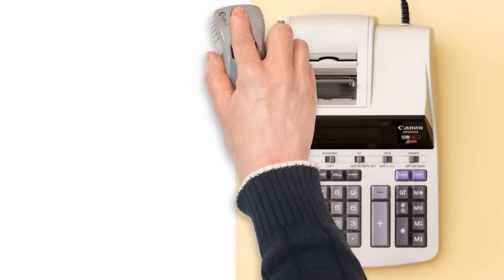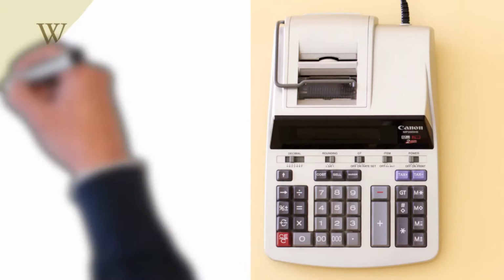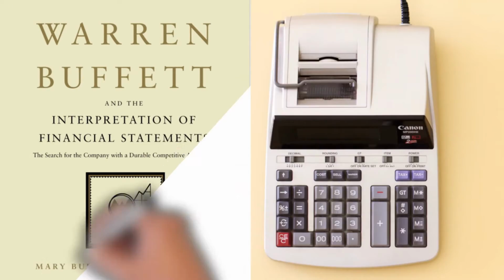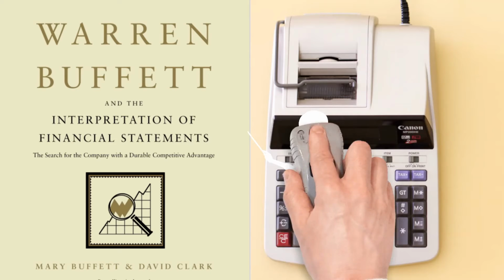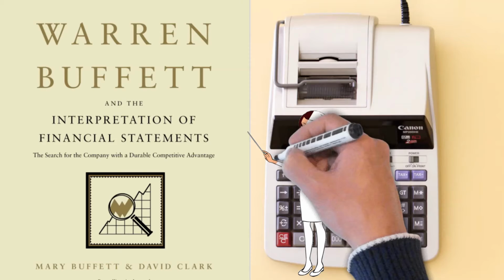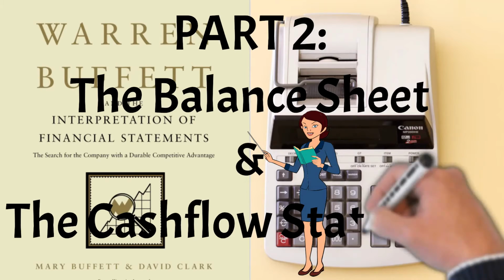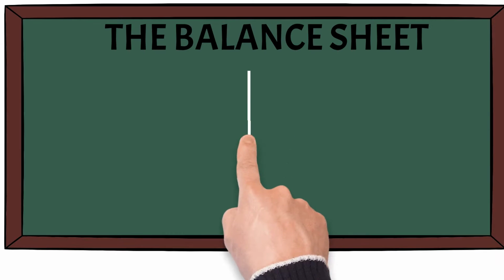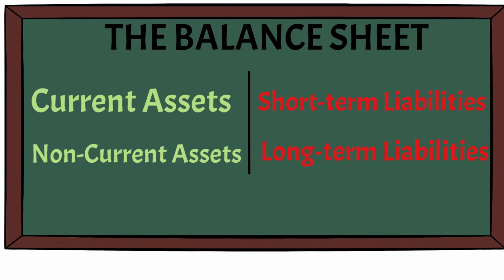In today's video, we will show you what to look for in the balance sheet and the cash flow statement according to her book The Interpretation of the Financial Statement. Under the balance sheet, we will find two main categories. One is the assets of the company and the other is liabilities. In both of these categories, there are short-term and long-term liabilities, or current and non-current assets.